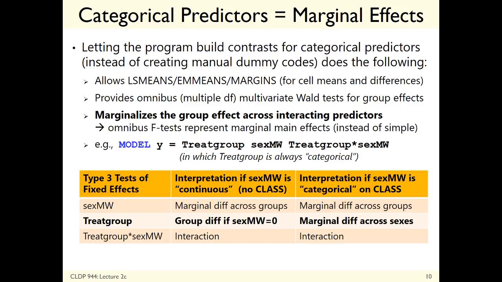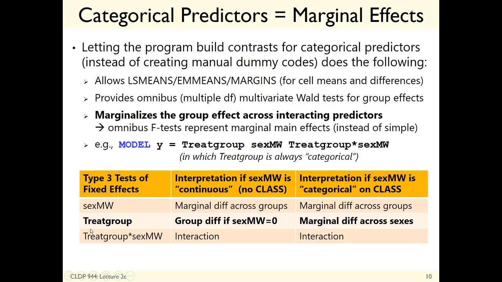So for instance, let's say that I have this model right here, where I have treatment group, which is the same as before, and I have gender as a binary variable. If gender is binary, I could put it on the class statement or I could not, right? There's only one difference between the two. It's up to me how I want to do it. The type 3 tests of fixed effects, the multivariate Wald tests that are given to you by default, then differ as a function of this decision.